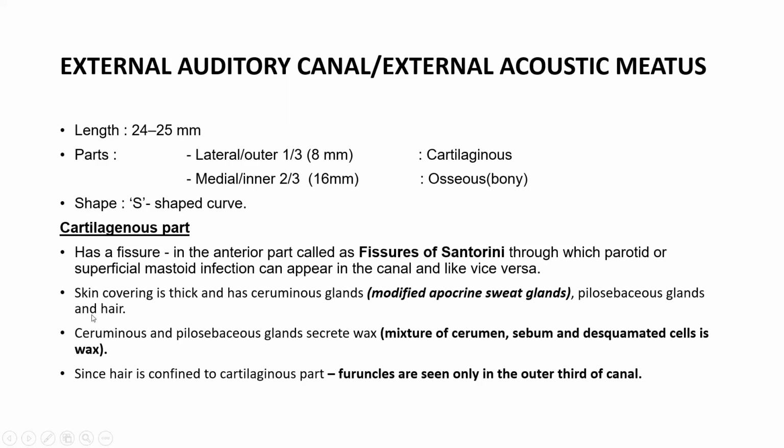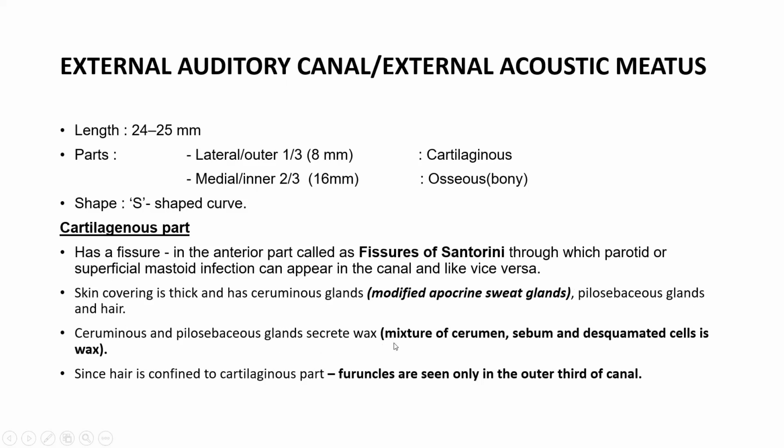The cartilaginous part is covered with skin that is thick and has ceruminous glands. So what are the ceruminous glands? Ceruminous glands are modified sweat glands. These are modified apocrine sweat glands. The skin also consists of pilosebaceous glands and hair follicles. These ceruminous and pilosebaceous glands secrete wax.